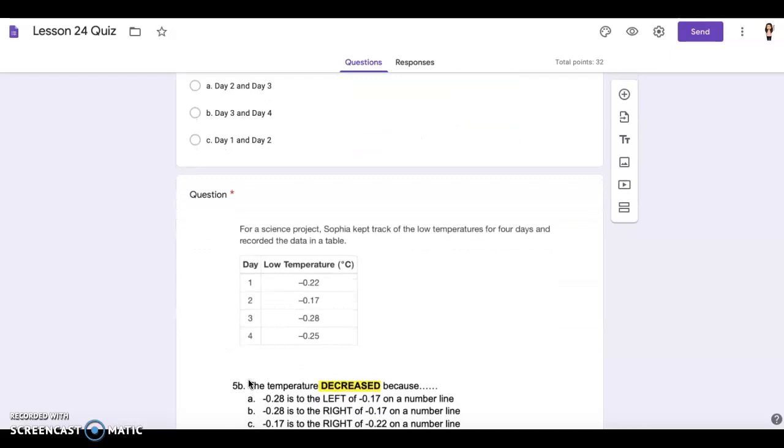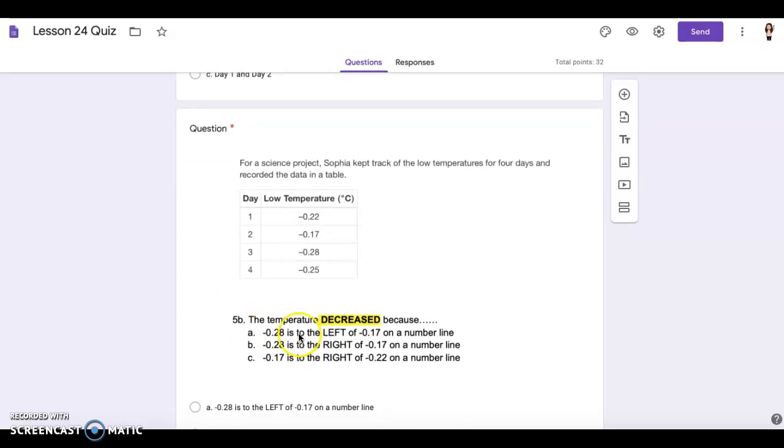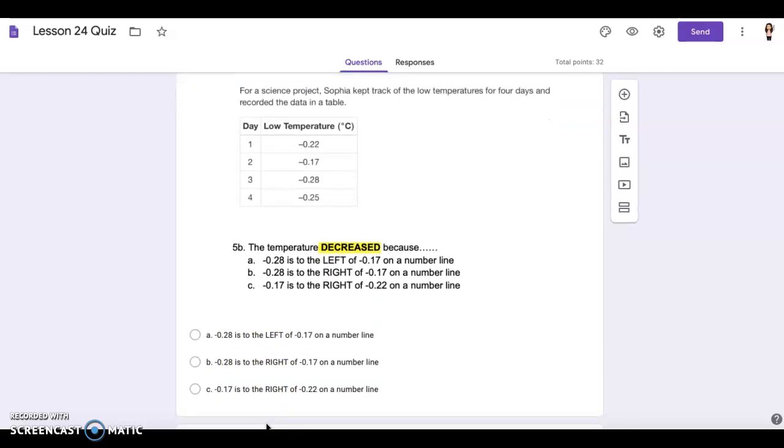Now, using that information that you answered for 5A, we're going to answer 5B. So we're still looking at the table here of the low temperatures recorded over 4 days. It says the temperature decreased because A, negative 0.28 is to the left of negative 0.17 on a number line. Letter B, negative 0.28 is to the right of negative 0.17 on a number line. Or letter C, negative 0.17 is to the right of negative 0.22 on a number line.